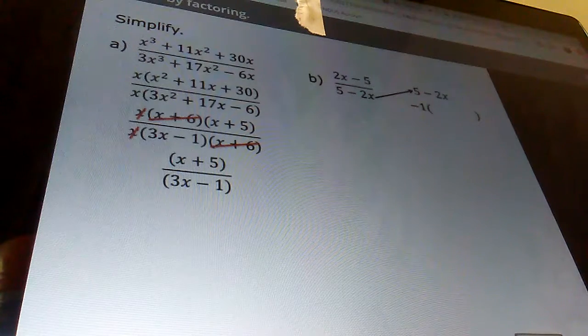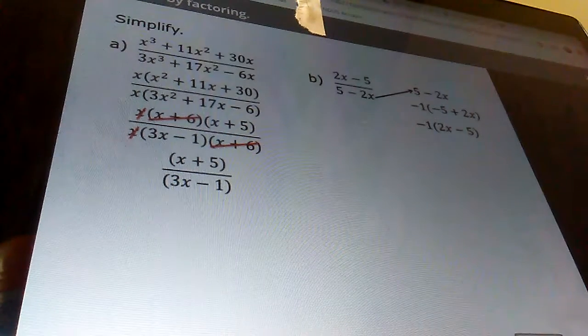We need to think about what times negative 1 is a positive 5. Well, negative 1 times negative 5 is positive 5. Now, what can we multiply by negative 1 to get negative 2x? It is a positive 2x. Let's check the signs to make sure. Negative times negative is a positive 5. Negative times a positive gives us a negative 2x. We have negative 5 plus 2x. Now remember, addition is commutative, so we can rewrite negative 5 plus 2x as 2x minus 5.